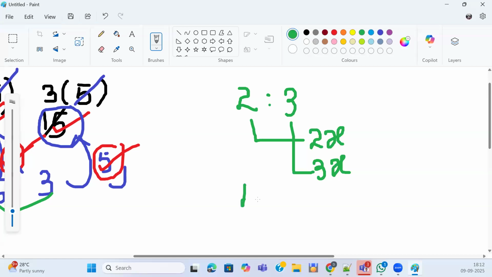Darshit, if the ratio is 4 is to 5, how do I get the original numbers? What can I assume the original numbers? You know or you don't know? Don't waste the time.